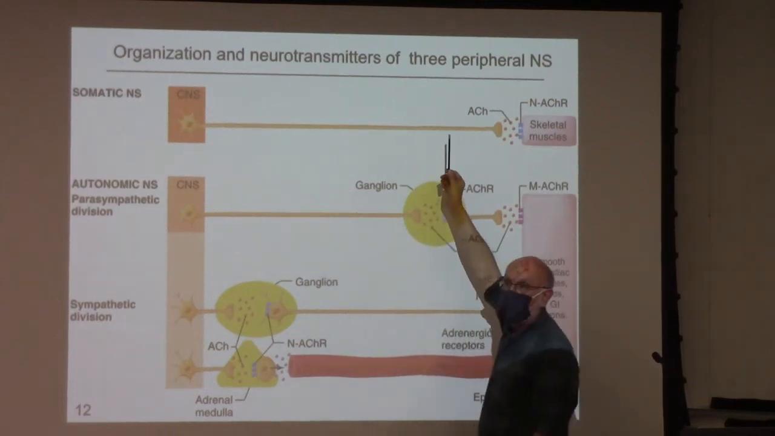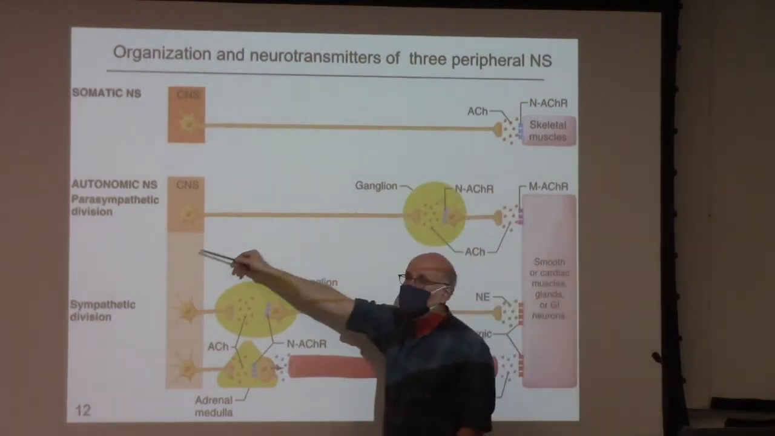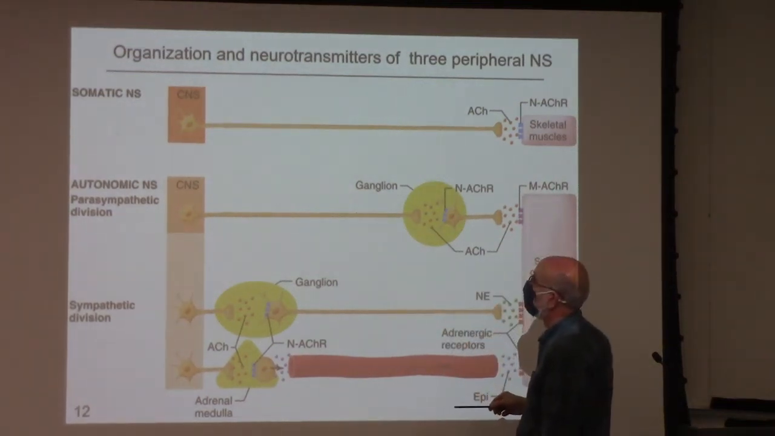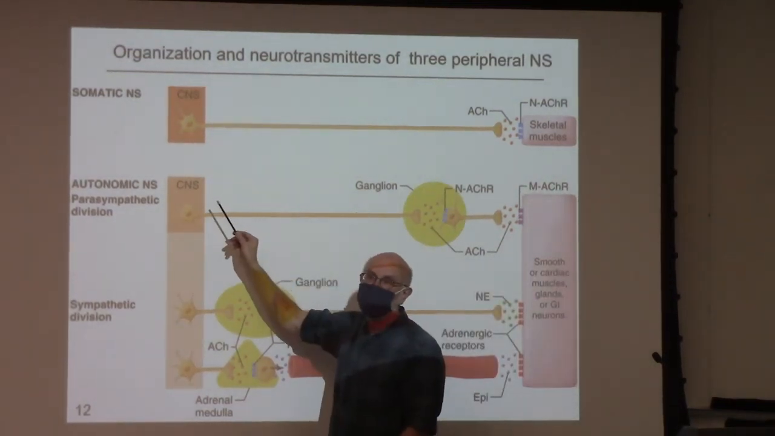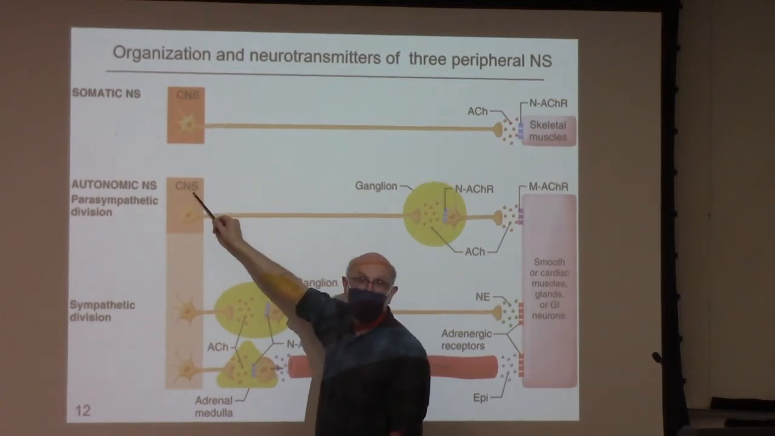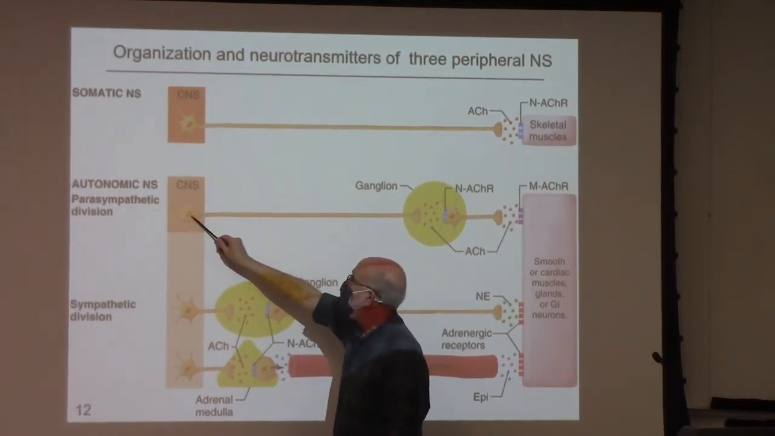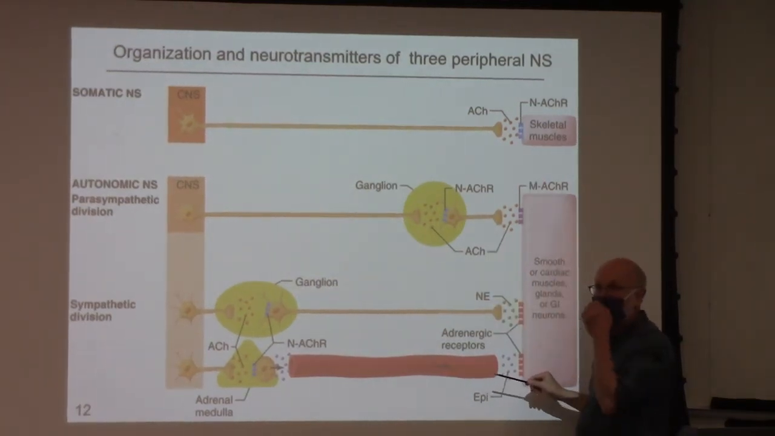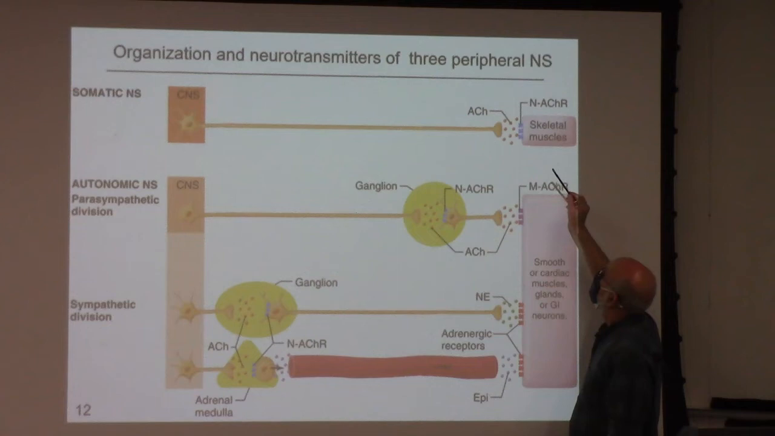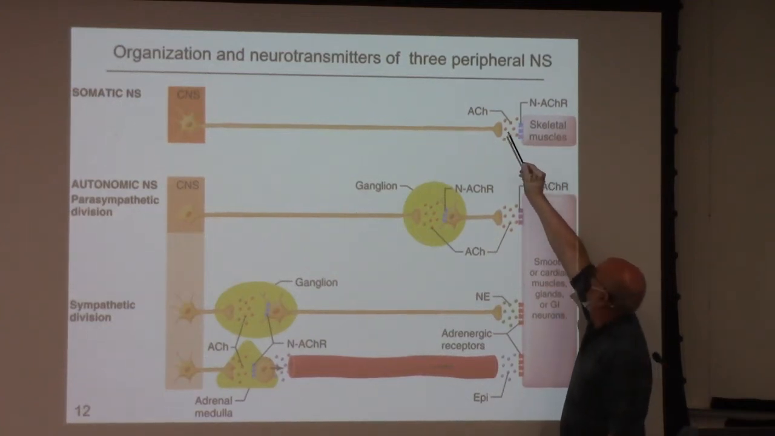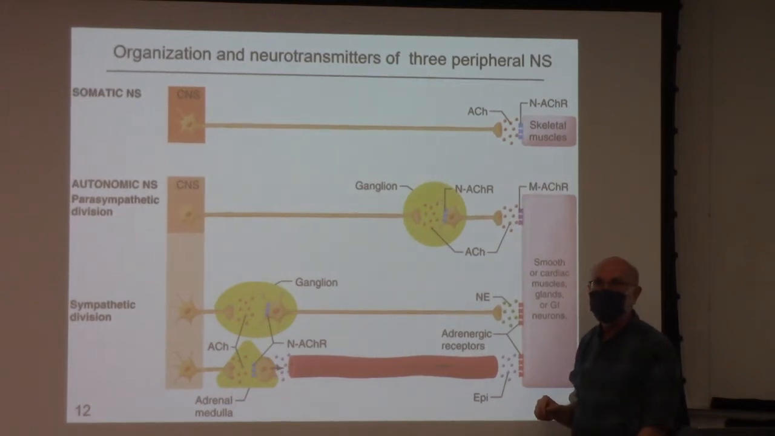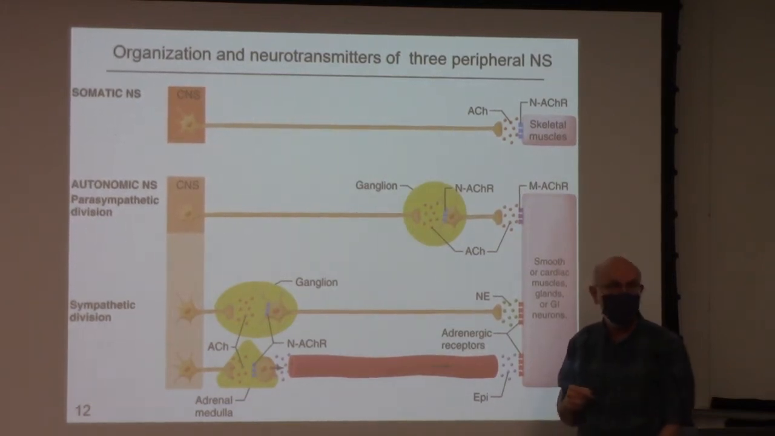These are axons of those nerves whose cell bodies are in the spinal cord, or in the brain. Spinal, CNS, spinal cord or brain. Cell bodies, axons, and then synapses. Okay? So this is the motor system. So this is the neuromuscular synapse. We'll talk about that more in the motor system. Just put that aside for now.